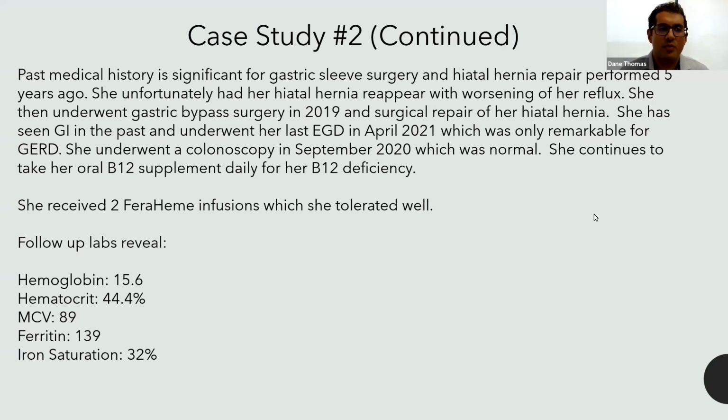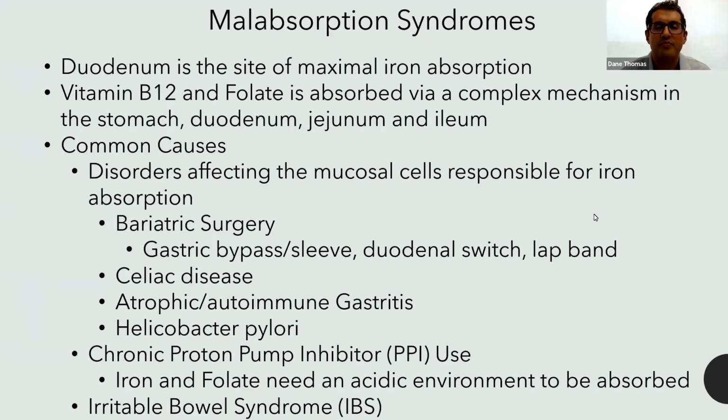She was seen by us and we administered 2 Feraheme infusions, which she tolerated well. We performed follow-up labs, which revealed much improved values as listed below here. Her iron deficiency was secondary to malabsorption. So let's talk about malabsorption syndromes.